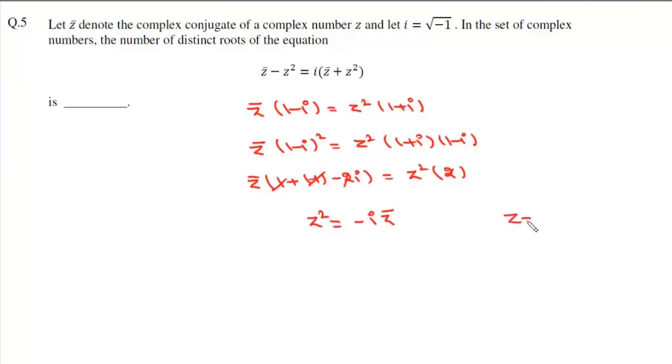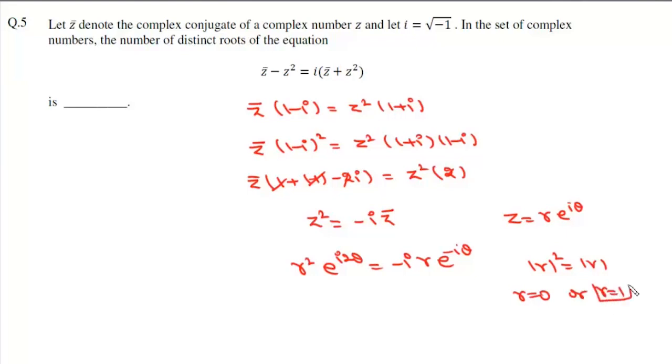Now we'll take z as r into e to the power iota theta. So it will be r square e to the power iota 2 theta, and here it will be minus iota, and z bar is r into e to the power minus iota theta. Now we take mod both sides, we get mod of r square is equal to mod of r, which essentially is either r is 0 or r is 1. Now if we take this first case, when r is 0, one of the solutions is z equals 0.